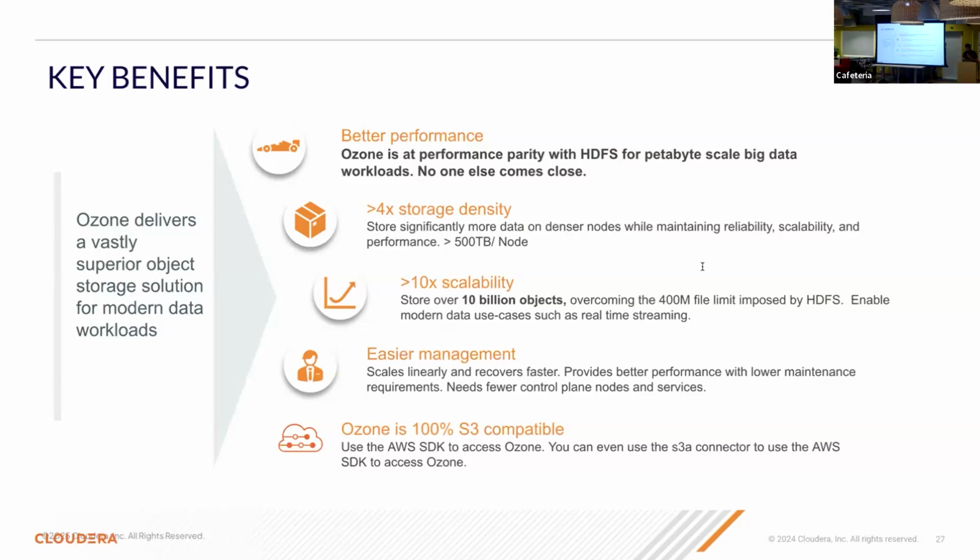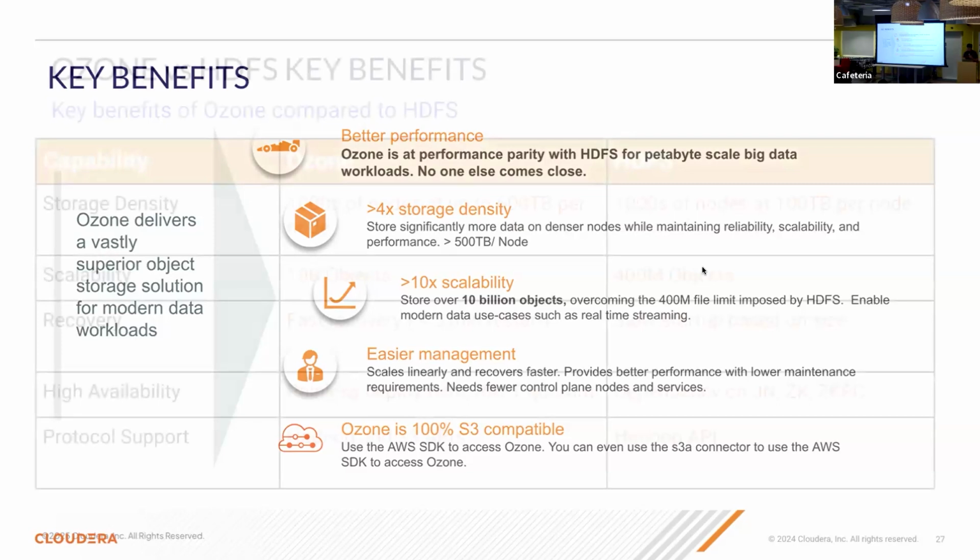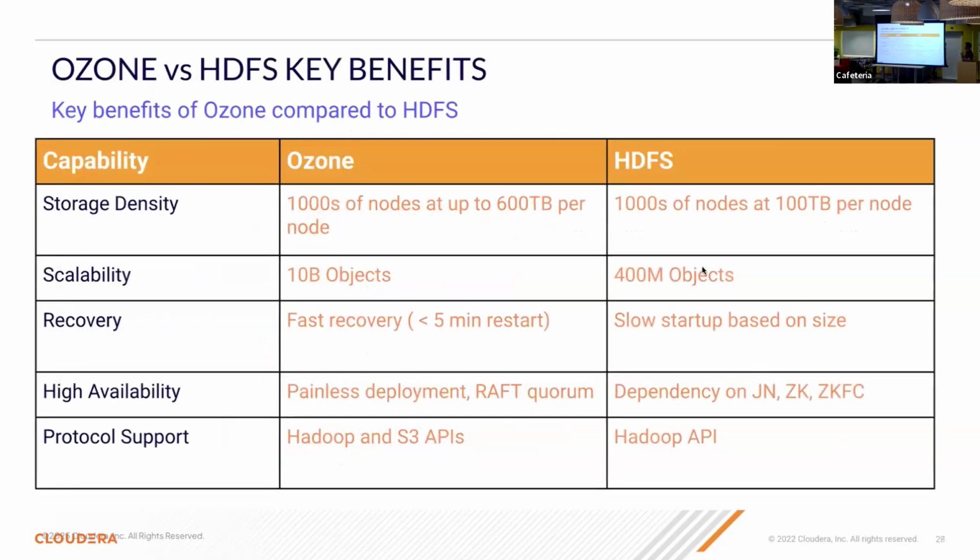This is what we were able to do in our comparison and testing, right? So what are the benefits or differences between if your data is on Ozone versus HDFS? In Ozone, you have thousands of nodes, which can scale up to 600 TB per node, while in HDFS, you can have the same number of nodes, but it can scale up to only 100 TBs. So this is the data density that you can achieve in HDFS and Ozone.